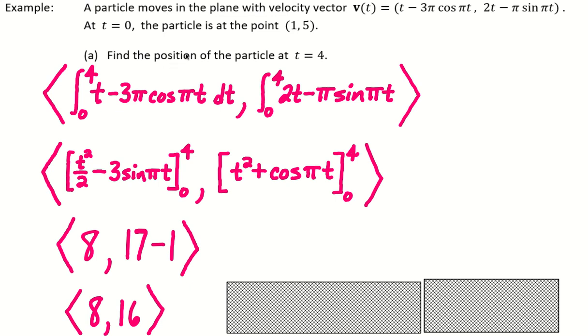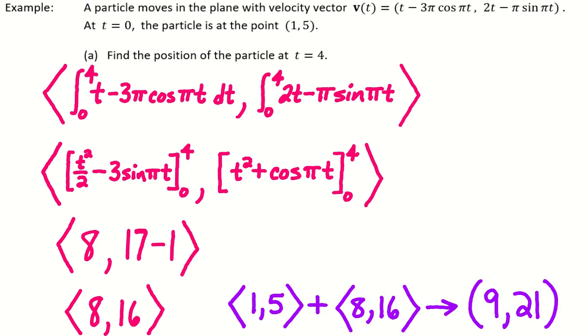Now to do that, we find the displacement, so we can compare our displacement to where we started from. If that was our starting point, and then after 4 seconds we were displaced like that, then our final position must be at 9 comma 21. Makes sense now? It does to me. This was displacement.